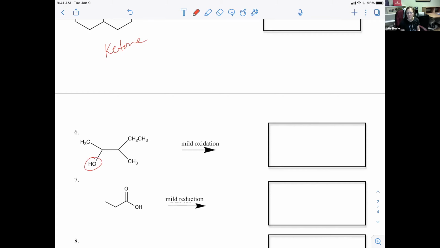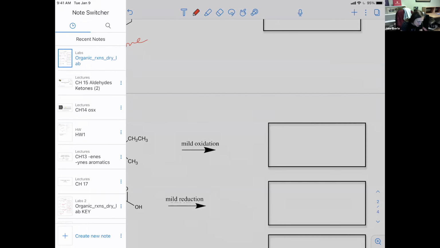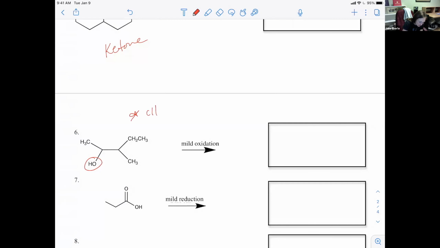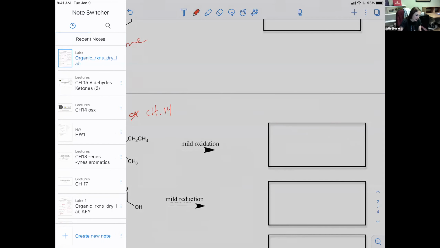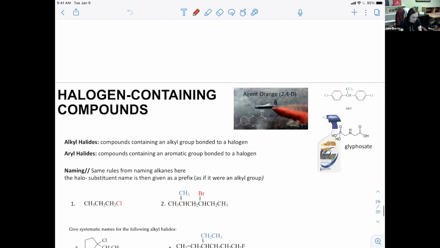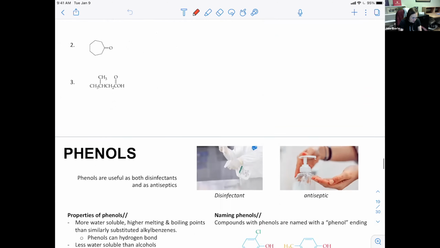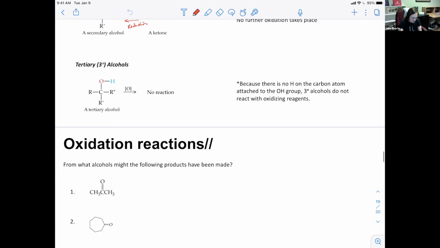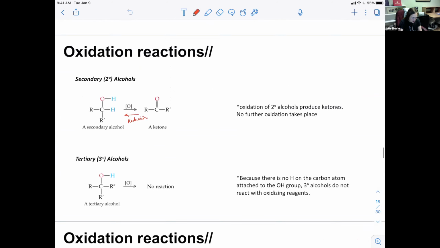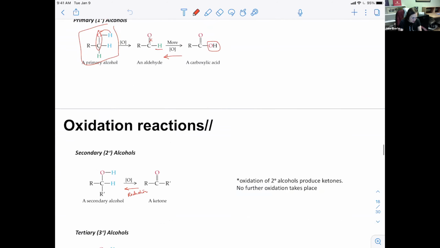So we're going to mildly oxidize an alcohol. We walked through this on the exam yesterday, because I had mild oxidation of an alcohol on the exam. I'll make a note, this is chapter 14. If we go to chapter 14, this is where we really hit on alcohols and their reactions. I see something that says oxidation reactions.